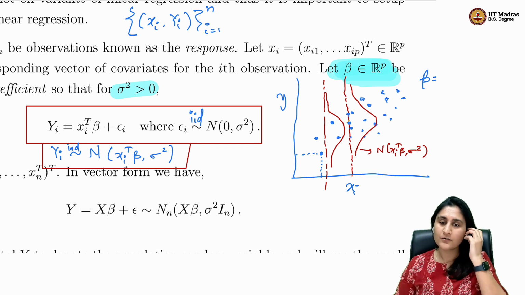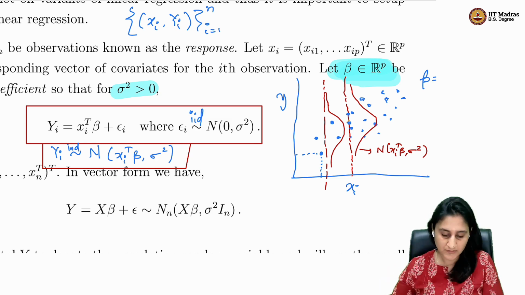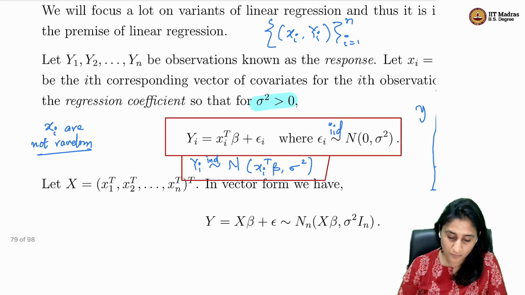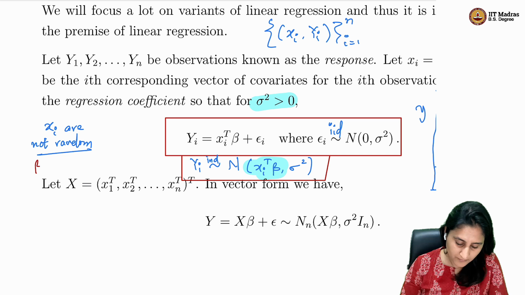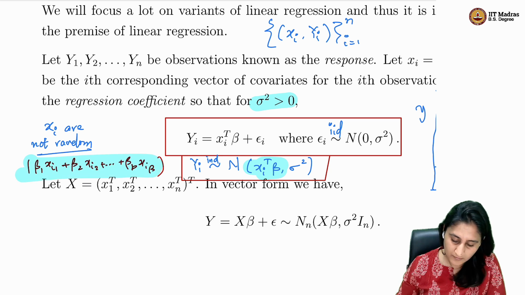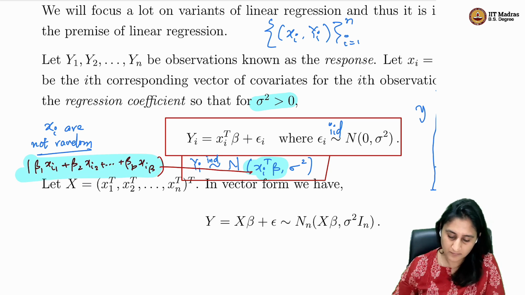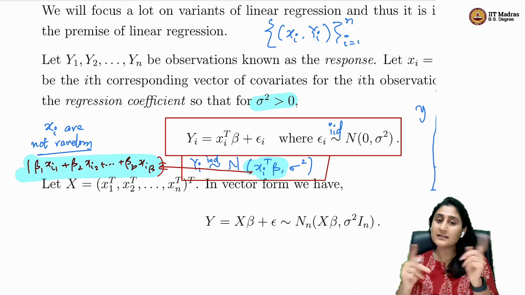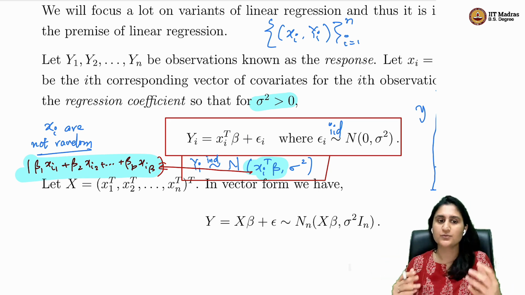Now, but the means are somehow related to each other, right? So the means over here are basically beta naught plus beta 1 xi1 plus beta 2 xi2 up until beta p xip, right? This is what xi transpose beta corresponds to. It is an element-wise product and sum of those two corresponding terms, right?